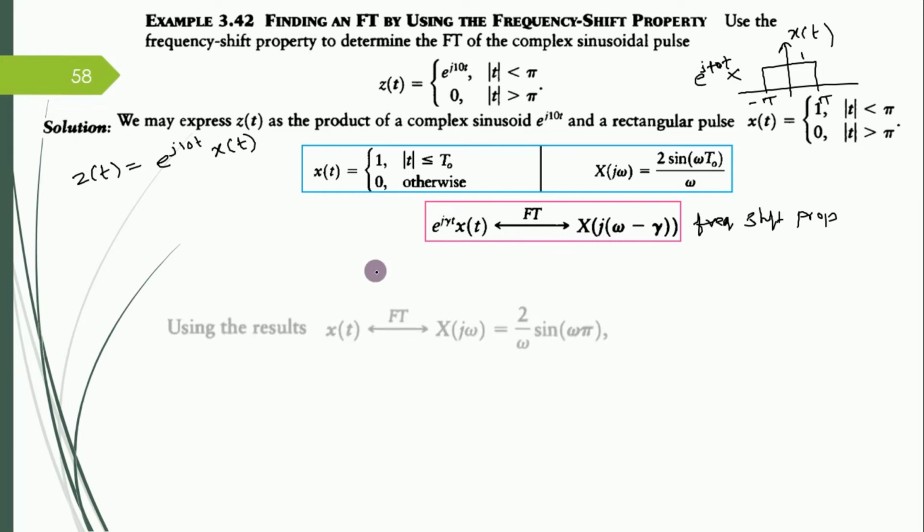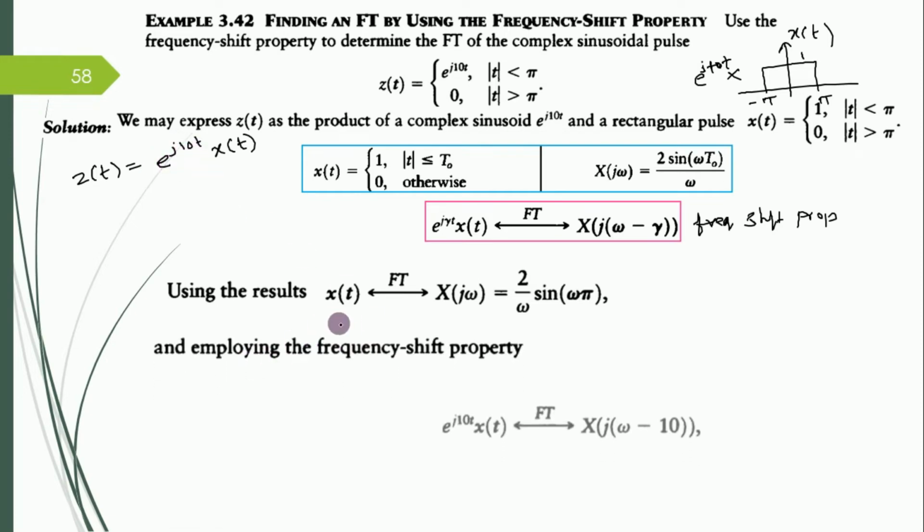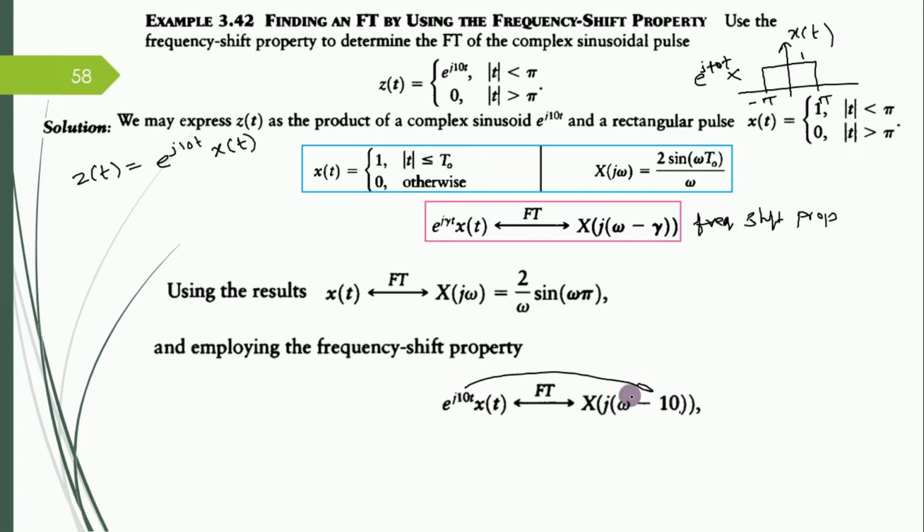So using this result, x of t's FT pair is 2 divided by omega, sine omega t naught, and in place of t naught I am having pi. Now I multiply this with the exponential term, the complex sinusoid e raised to j 10t. When I multiply x of t with e raised to j 10t, in the frequency domain it gets shifted. Omega will be shifted by gamma to the right, so we write omega minus gamma. In place of gamma, I am having 10, hence I have to write 10 here.